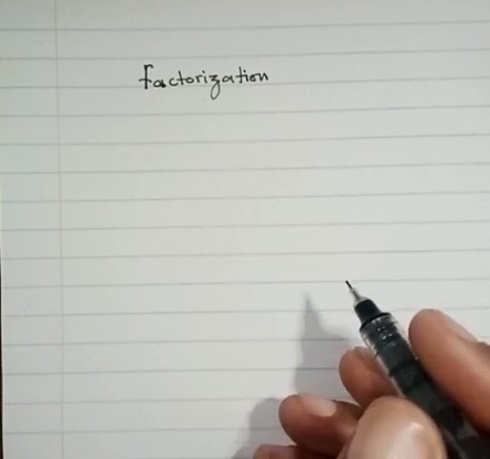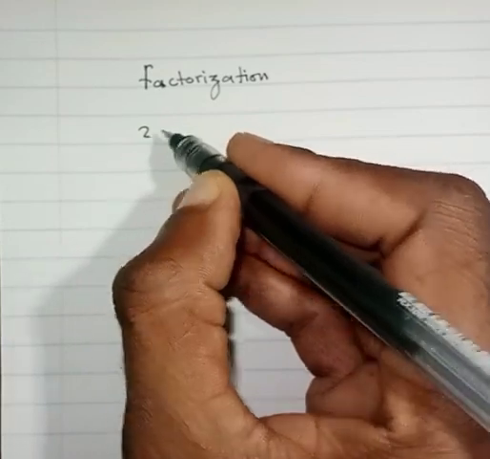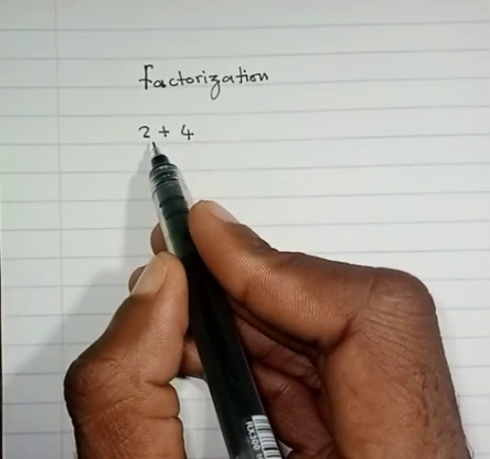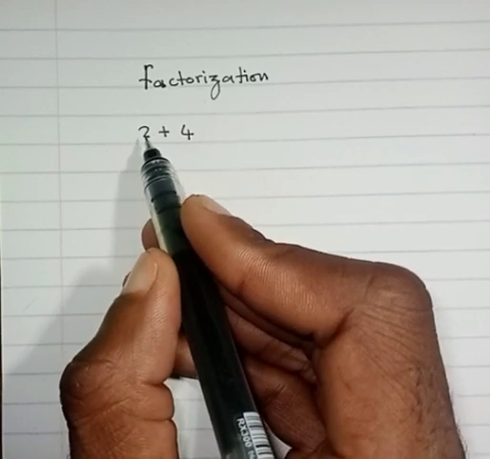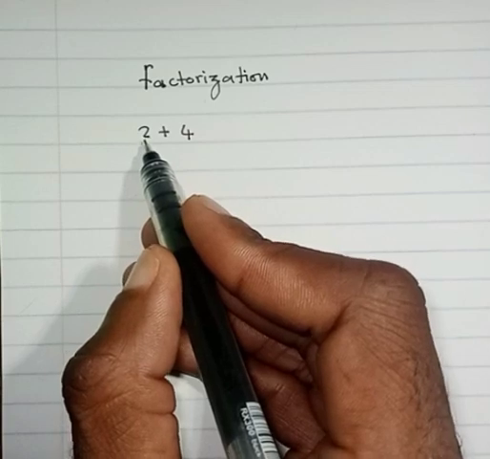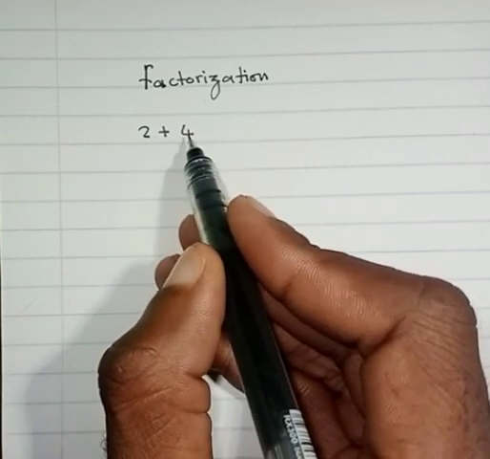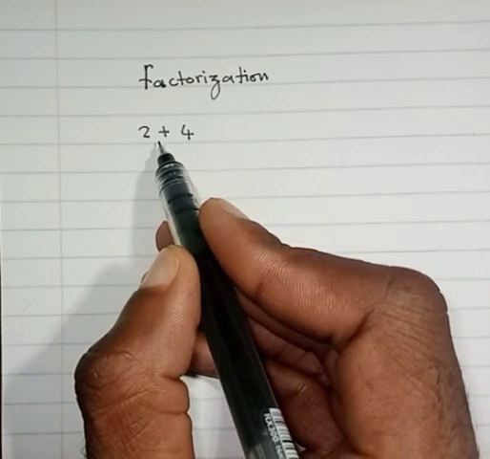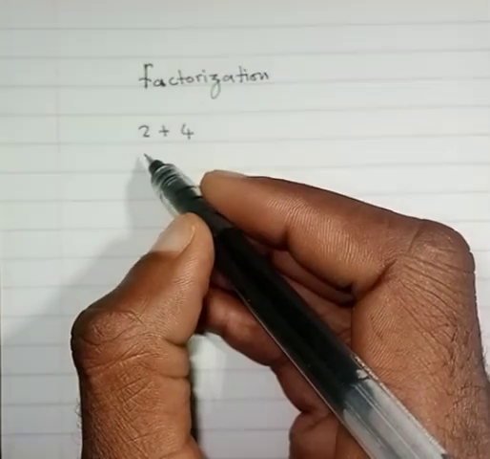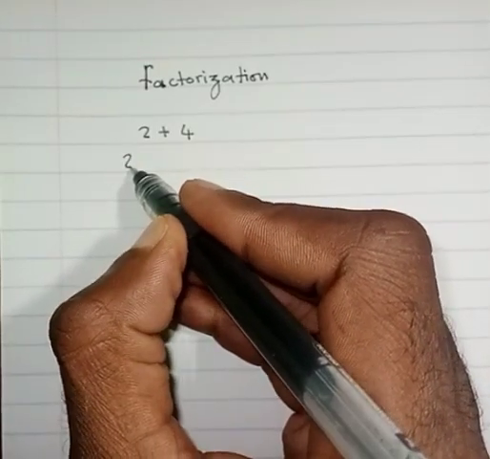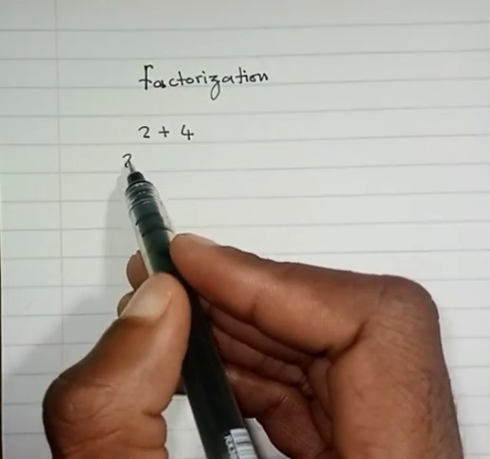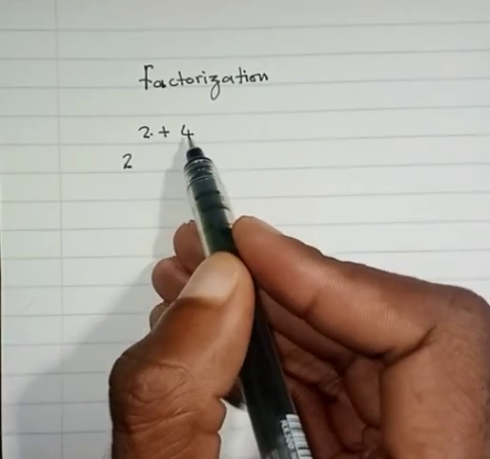So for numeric factorization, we give a simple example, 2 plus 4. To factorize this expression, we are supposed to get a number which goes into 2 without leaving a remainder. At the same time, the same number must go into 4 without leaving a remainder. So the number which can divide both 2 and 4 without leaving a remainder is 2. So this number which we have identified, 2, can go into 2, and the same 2 can go into 4.